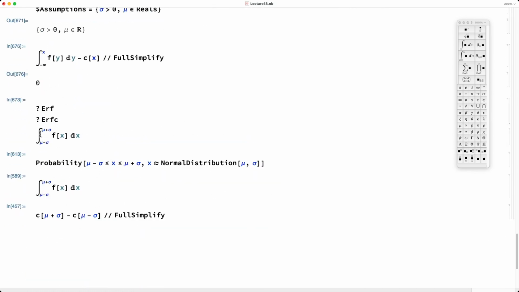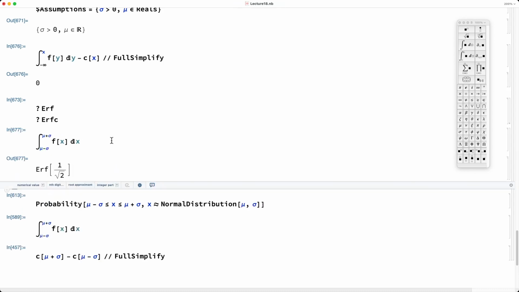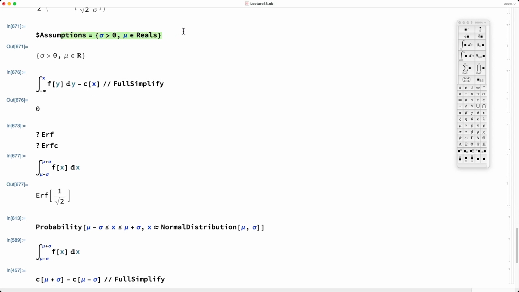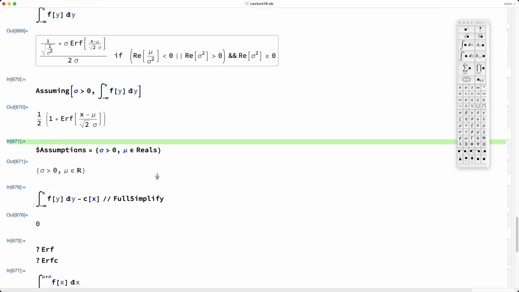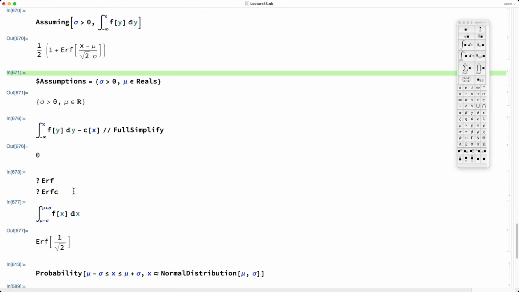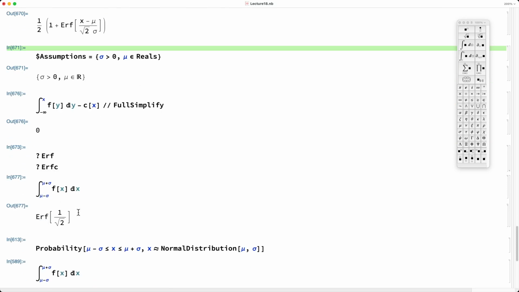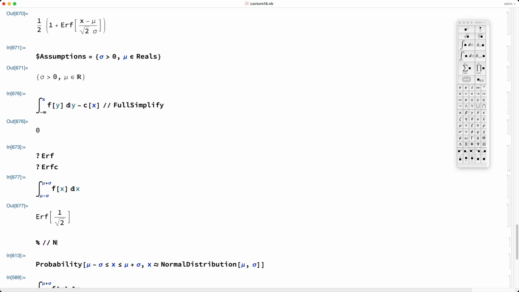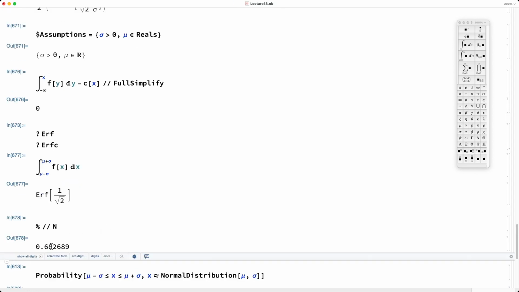So we can ask Mathematica to explicitly calculate this integral analytically from mu minus sigma to mu plus sigma. So let's try this. It will use these assumptions that we've made before, which makes the calculation easier. If we hadn't done that, it would give many cases just like before. So now it was able to calculate this integral analytically. And I can say %//N, and okay, we see that this is around 68%.